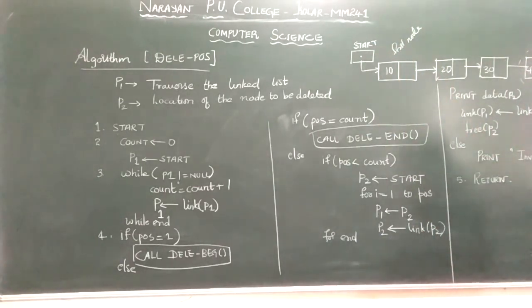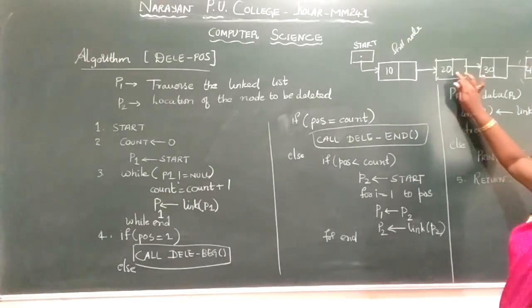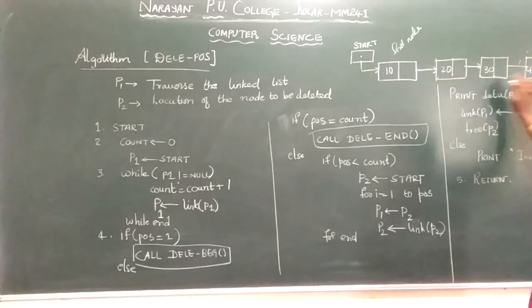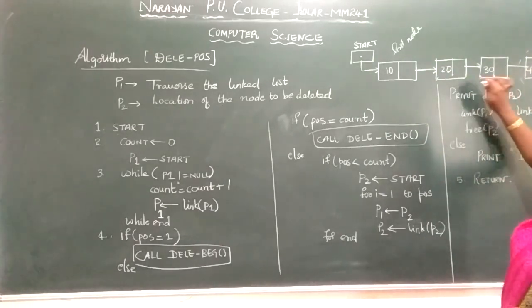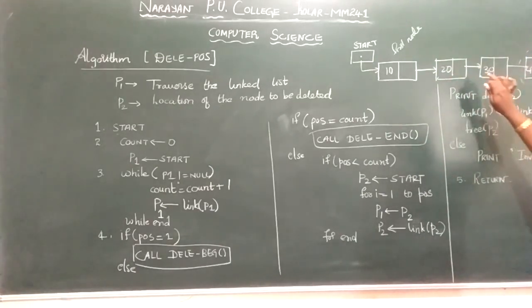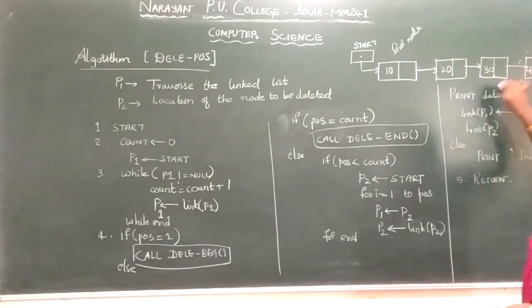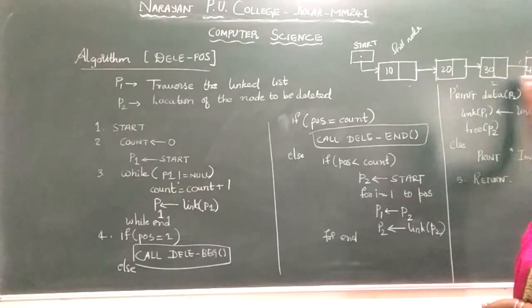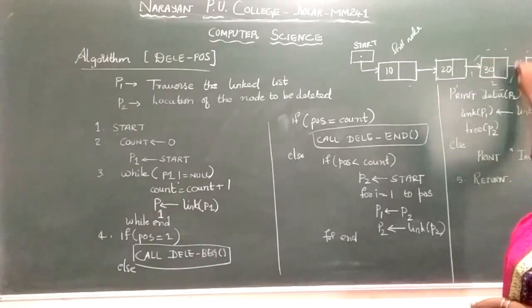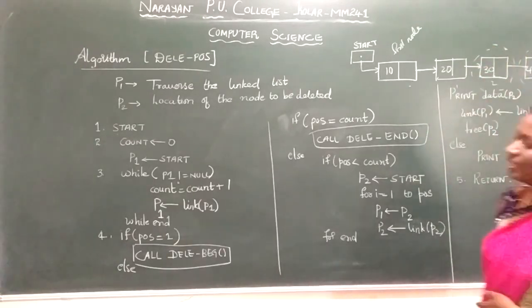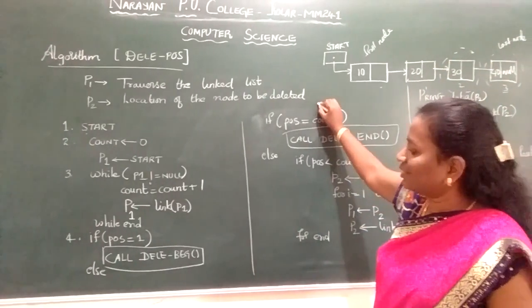Now I want to delete an element at a given position: 0, 1, 2, 3. So I want to delete the element at any given position, either 1 or 2. Or imagine I want to delete this one, 30. In such a case, what will I do, students? Just listen here.